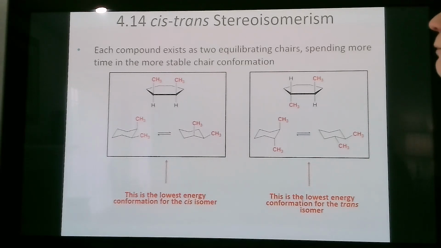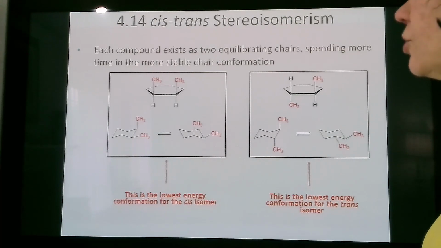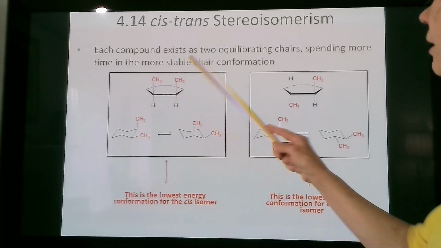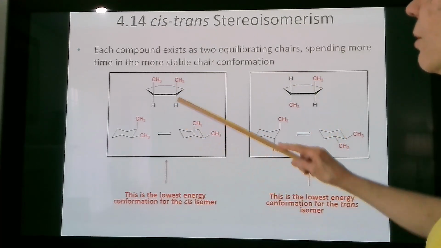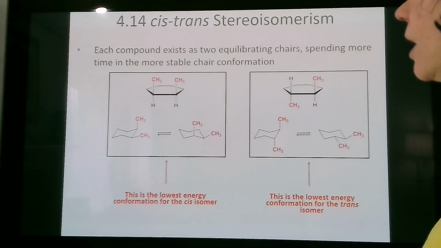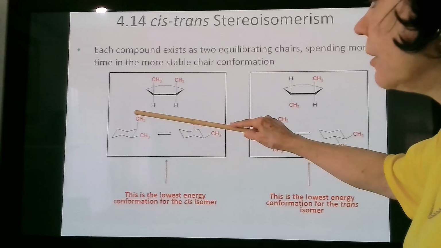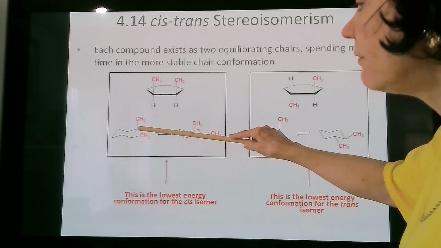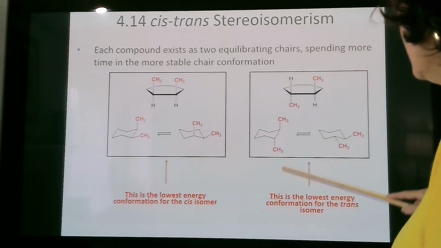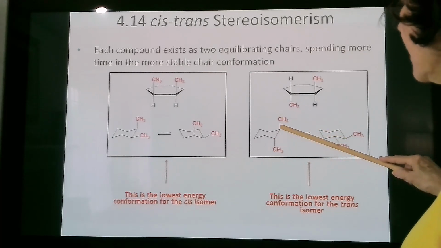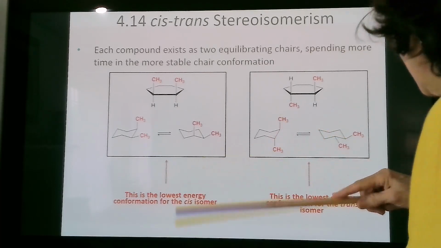This talks about a different type of isomerism. So these are different isomers, here and here. Notice here the two methyls are on the same side of the ring. Here the two methyls are on opposite sides of the ring. Here the two methyls are on the same side of the ring. You have a hydrogen and a hydrogen. Here the two methyls are on opposite sides of the ring. Hydrogen and hydrogen.